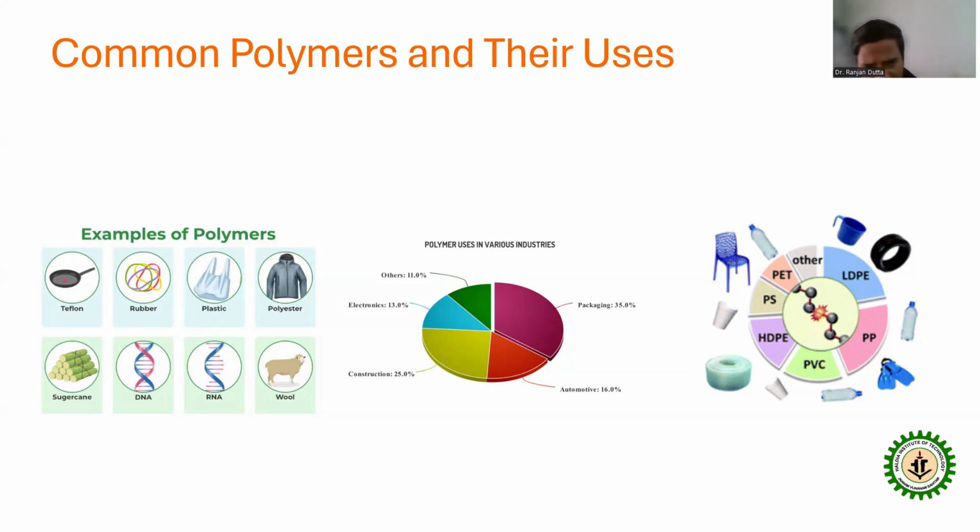And as per some recent statistics, polymers are predominantly used in the packaging industry, also in the automotive industry and construction industry. This means polymers are indispensable in our daily life. And here are some materials which are made from polymer, like plastic bottle, pipe, chair, etc.